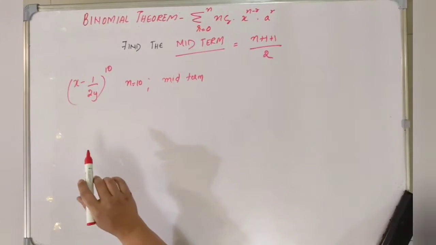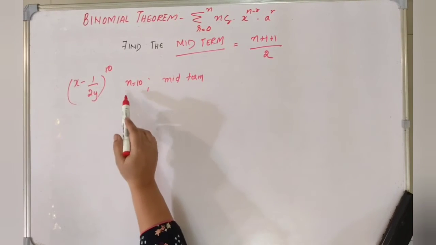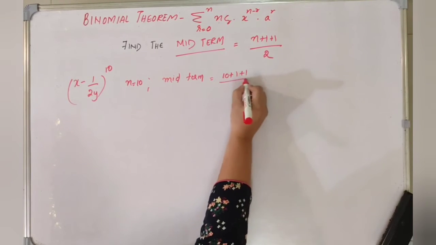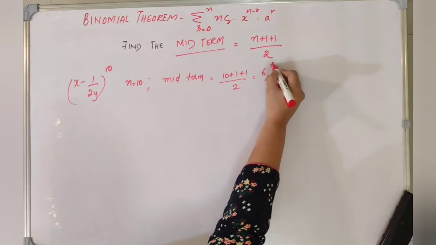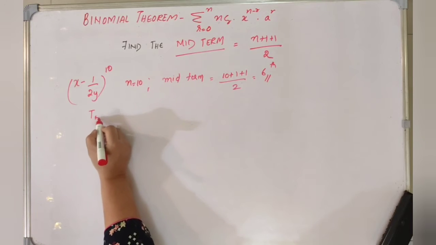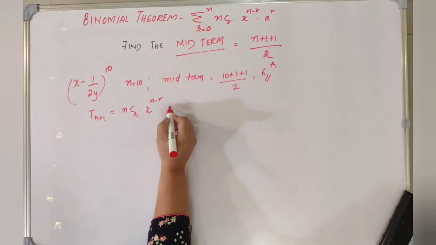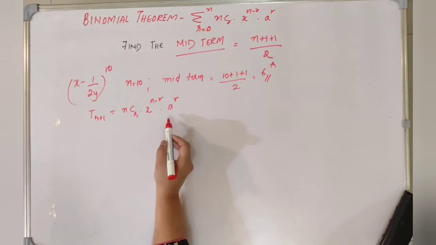So let's take an example to find the middle term. We have the expression (x - 1/2y) to the power 10. So n is equal to 10. The middle term would be (10 + 1 + 1) / 2, which is 12 / 2, which is 6. So the sixth term is the middle term, and we know T(r+1) is equal to nCr into x to the power n minus r into a to the power r. This is the formula to find any particular term.